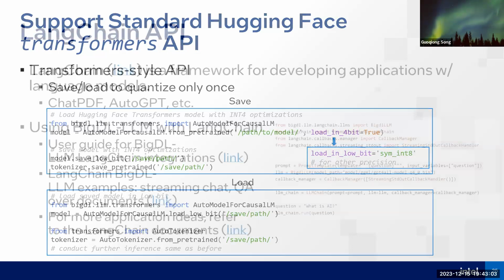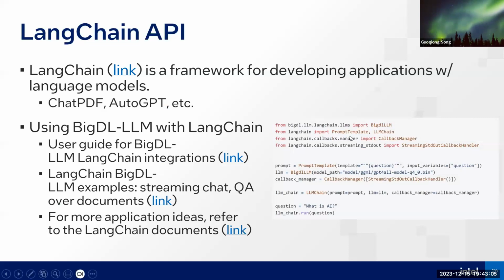This is for the LangChain API. It's similar. This is a code snippet. You import from BigDL LangChain LLMs, import the BigDL-LLM. Then everything else is the same, but here you construct this model this way: llm equals BigDL LLM. Now you can just call run, and you will get the question answered.